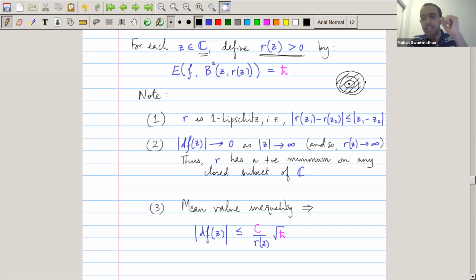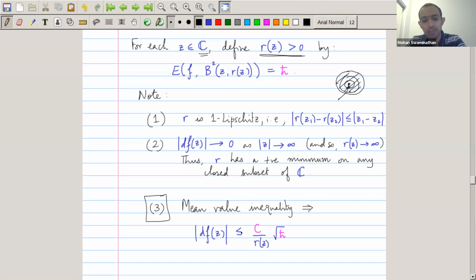You can see that if the derivative is very large at this central point, then R of z should be very small, because you don't need to go very far out before you capture a certain amount of energy, since the derivative is very big. Conversely, if the radius is big, then this tells you that the derivative is small. More precisely, this is the third observation here, which is essentially the mean value inequality applied to this ball.